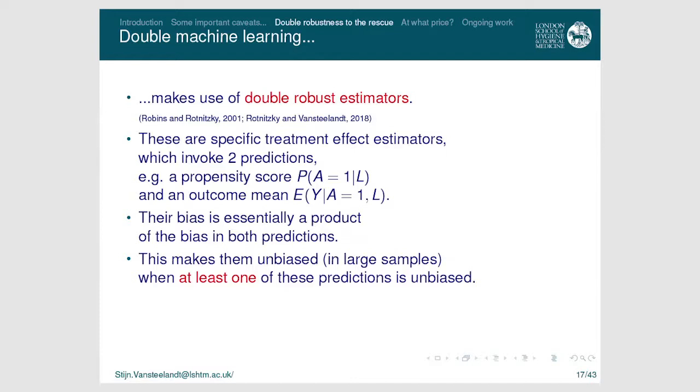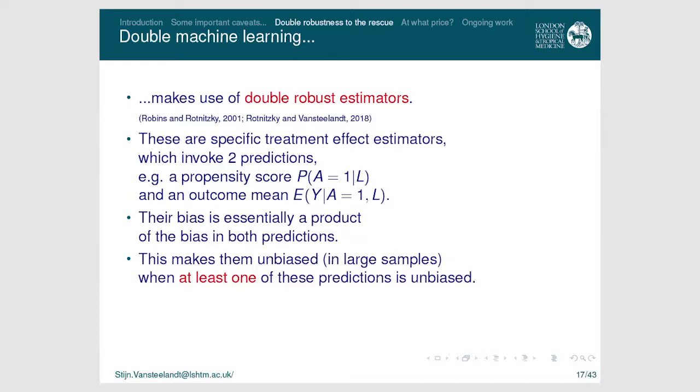So let me tell you a little bit about double machine learning, of which I view TMLE, targeted maximum likelihood, as a special case. So double machine learning, the name comes from the fact that it uses double robust estimators. So these are specific estimators of treatment effect that rely on two predictions, if you like, typically a propensity score, as we call it, which is the probability of being treated given confounders, and then an outcome prediction, the average outcome in the treated given confounders.